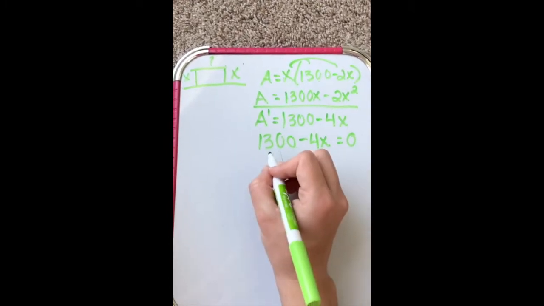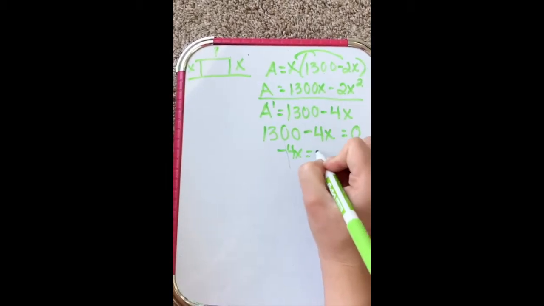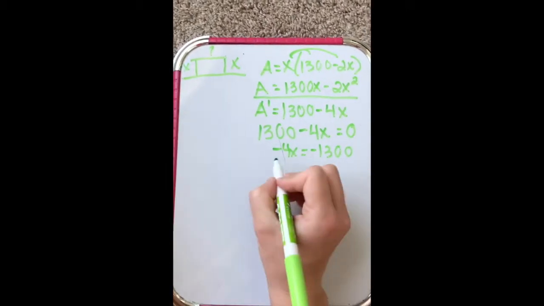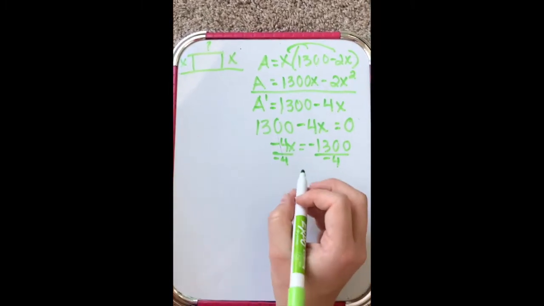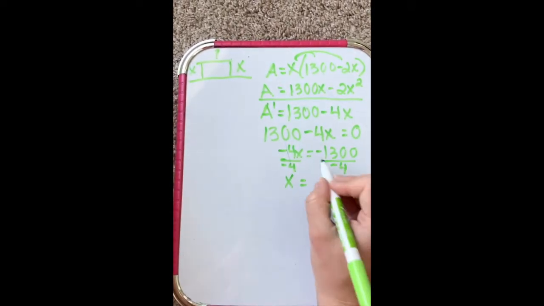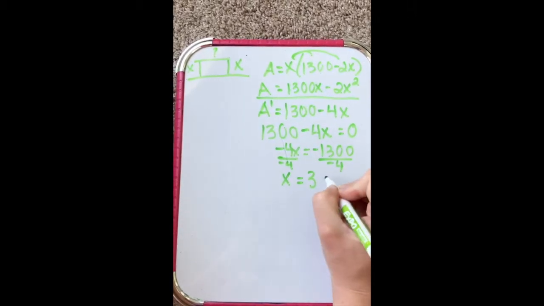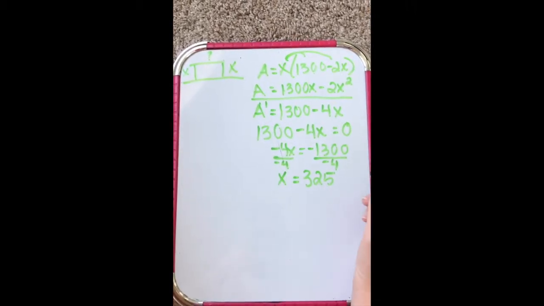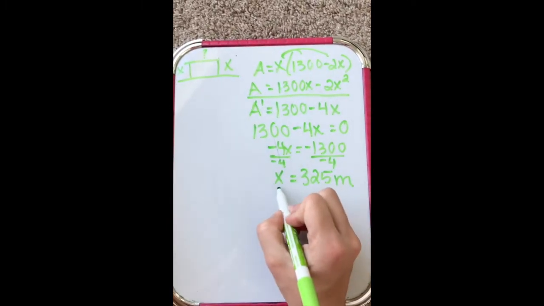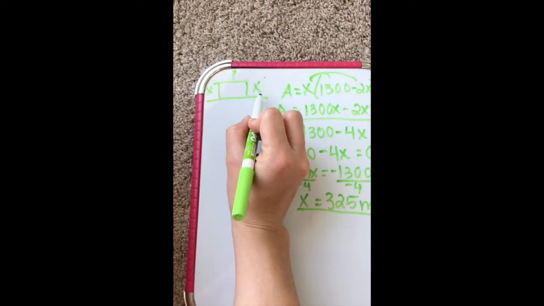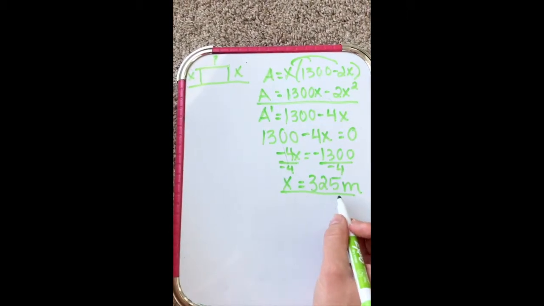So if we subtract 1,300 from each side, we'll end up with negative 4x equals negative 1,300. And then we have to divide by negative 4 on each side. And we get x equals, negative divided by a negative is a positive, so it'll be a positive number, and that number is going to be 325 meters, because we're working with meters. So this represents this x and this x. So both of these sides, this is our shortest side, will be 325 meters.